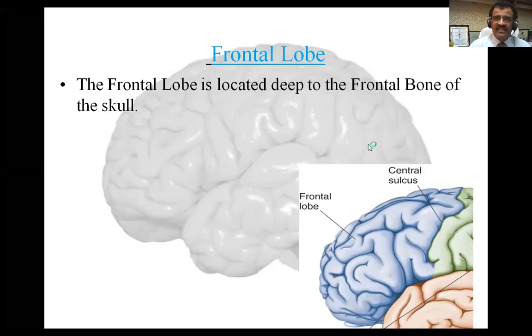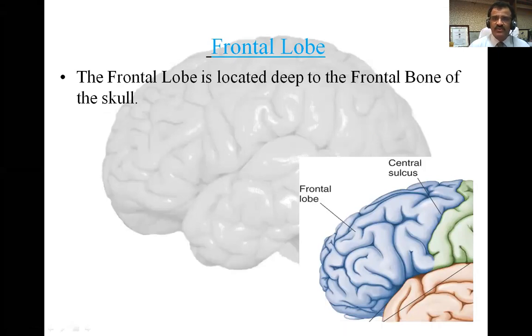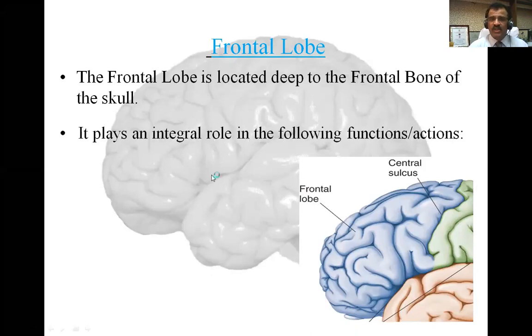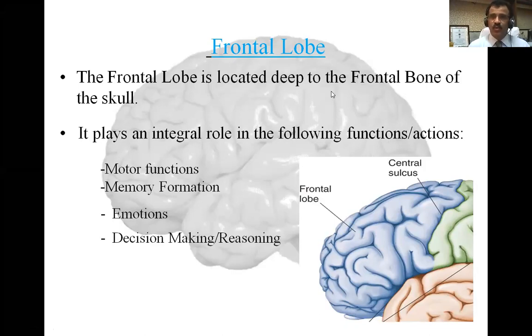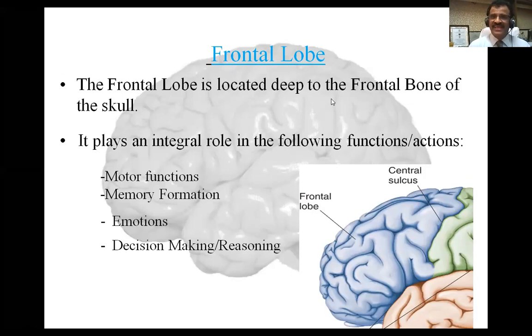Well, what are the other features which we are going to see now? Let us see through this slide. It plays an integral role in the following functions. That means what functions it does actually. Main function is motor functions. That is why it is also called the motor lobe. It also helps in memory formation. Apart from the temporal lobe, it does memory formation, and most of the emotions are related to your frontal lobe. Plus, important things are decision making and reasoning.